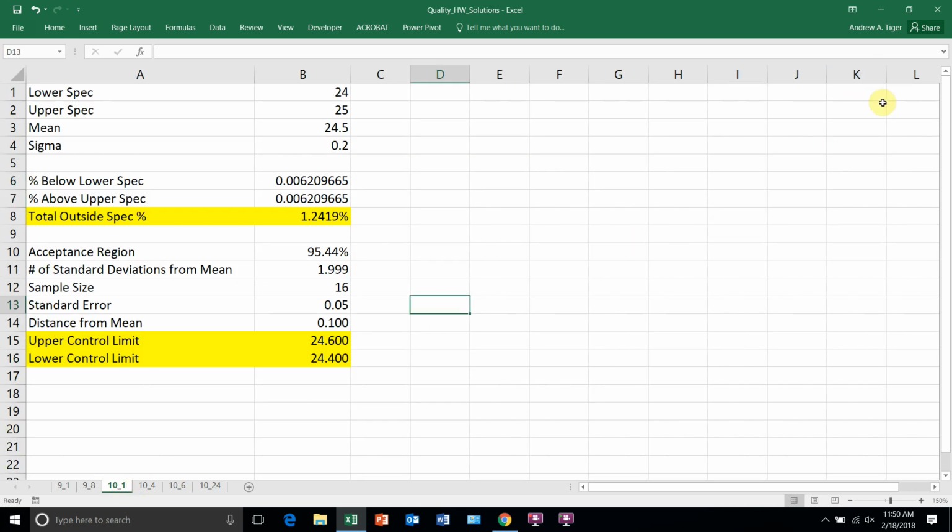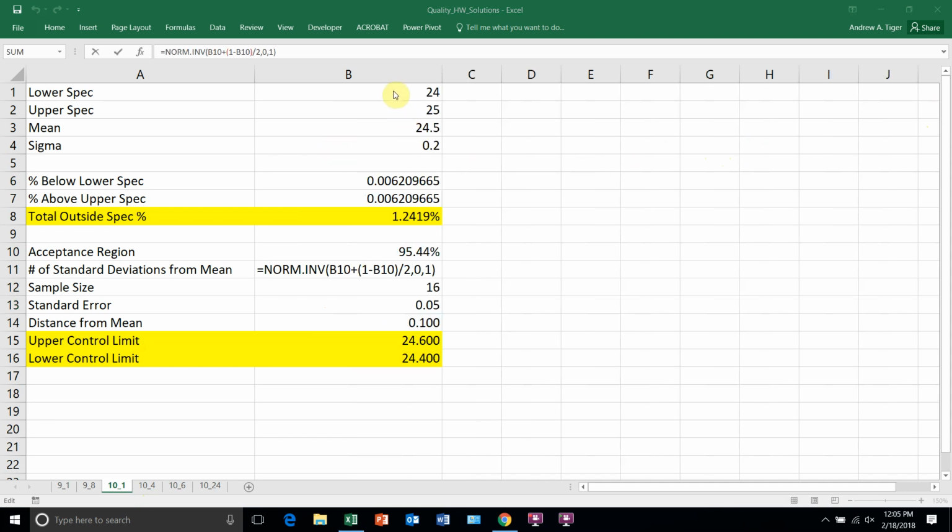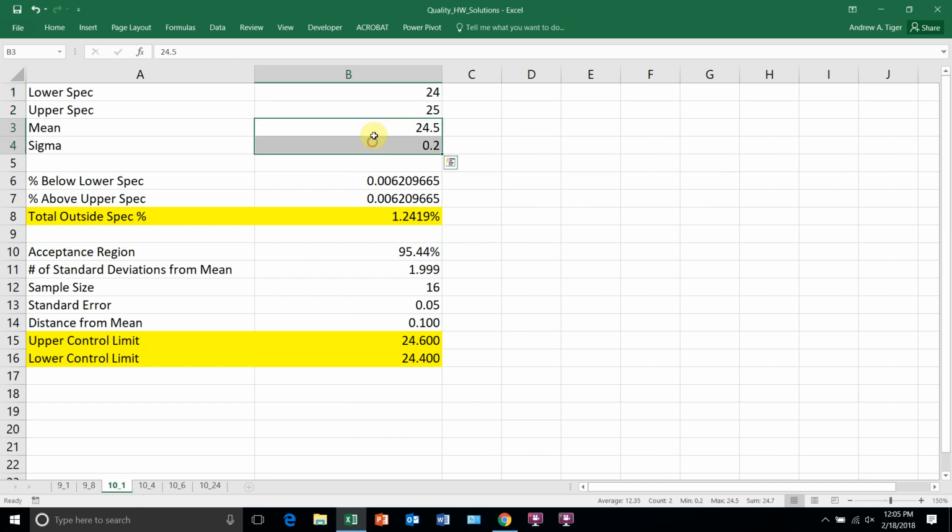Chapter 10, I'm not grading this one. This one, if you get this right, it's extra credit. They give you the lower spec, the upper spec. So these are the customer requirements. These are our inputs. And then this is the data. We have a process that's centered at 24.5 with the standard deviation of 0.2. They want you to calculate the percentage that are below this number or above this number.